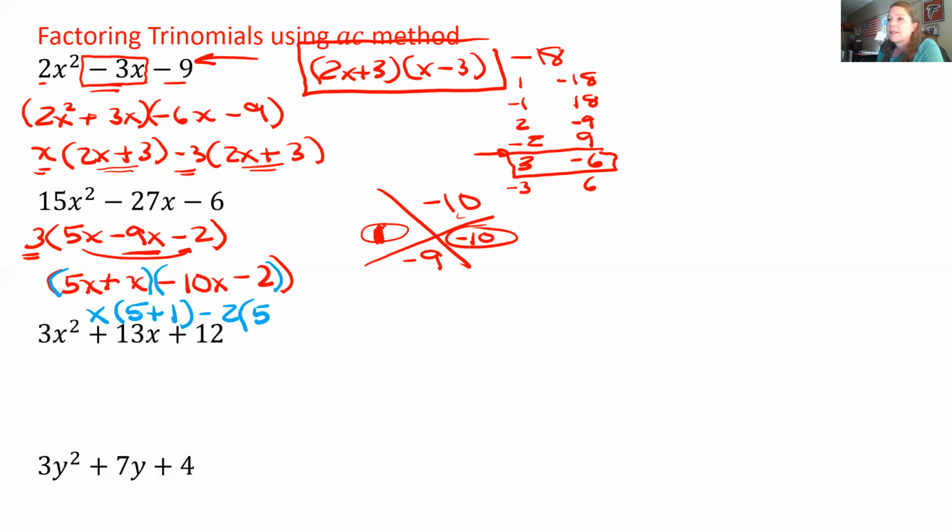Whoops, I forgot my, wait, what'd I do? Oh, I dropped my squared, you guys. This should be 5x squared. I caught it when I was trying to make this one match. So -10x divided by -2 is positive 5x, and then -2 divided by -2 is positive 1. So now if I didn't drop my exponent of 2, I would see that they match exactly. So 5x plus 1 is one of my factors. My other factor is x minus 2.